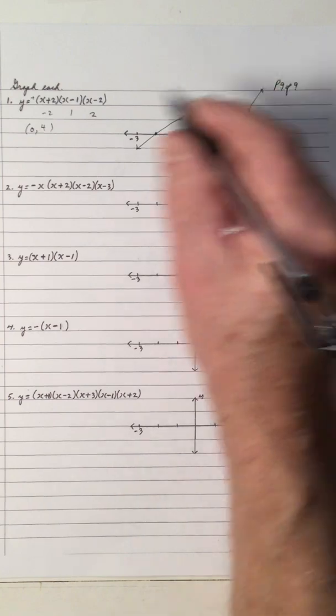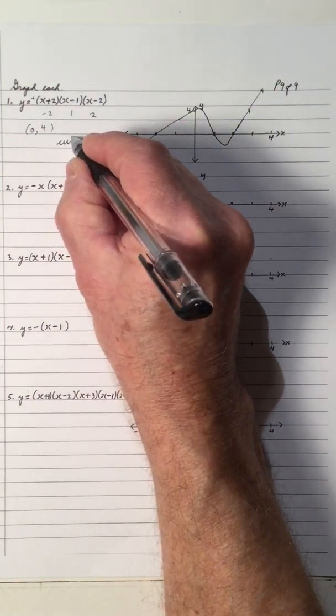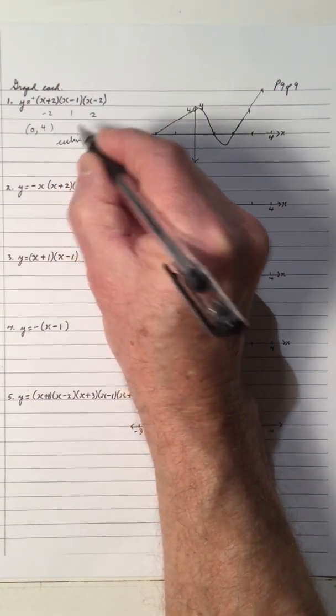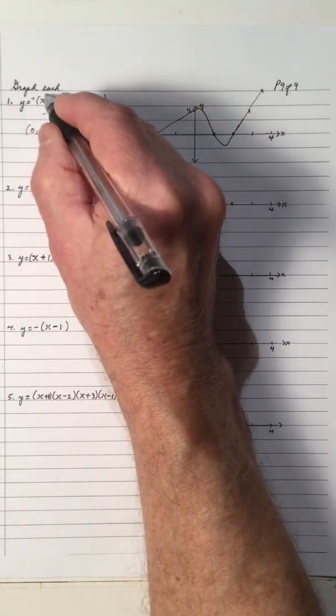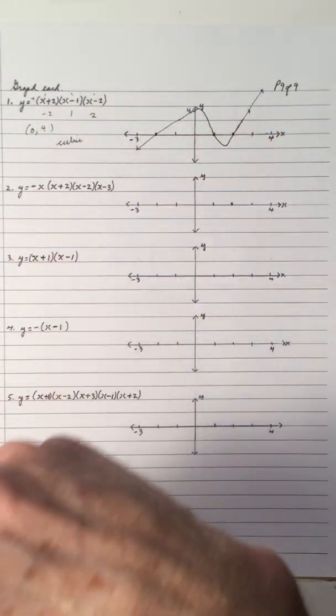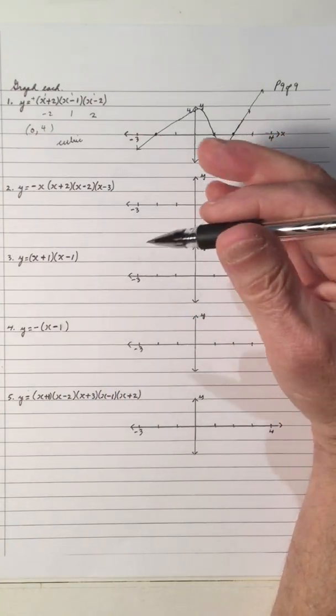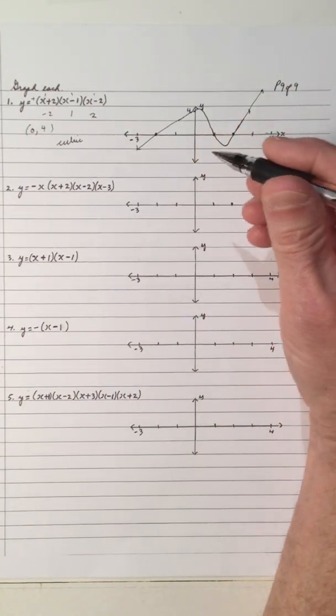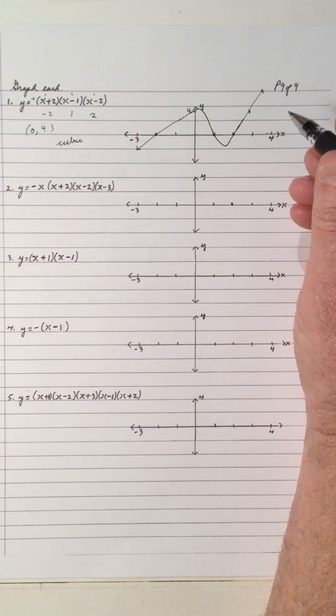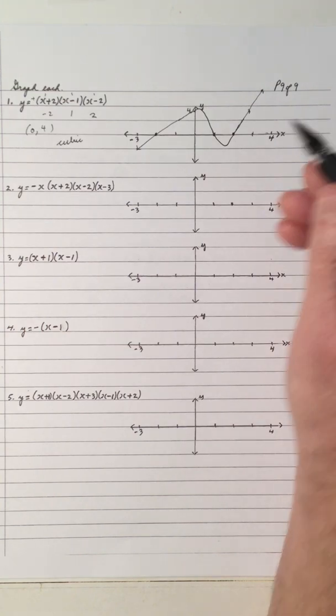So notice that this is a cubic. And again, it has 3 intercepts right now. 1, 2, 3, the maximum number of intercepts. So I'm not working on the maximum. It could have 1 x-intercept, but we're not worried about that yet. Okay, that's the graph.